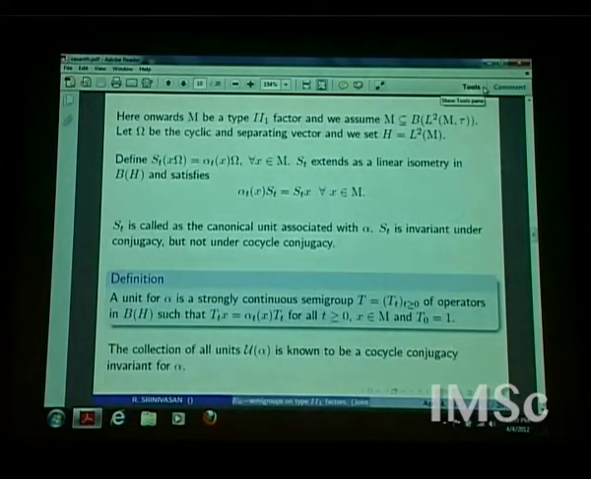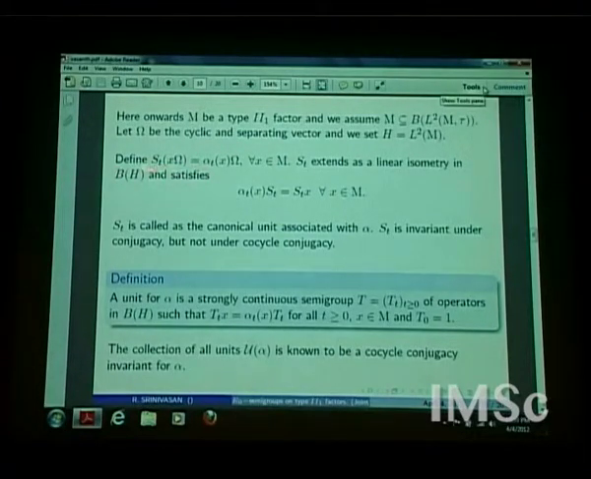This is like L2, where L∞ functions act. It is not exactly like that, but it's something very similar. There is an identity operator in M, and that will sit inside this L2(M) as a vector, and that vector I call Ω. That is the cyclic and separating vector. If you know the GNS construction, this is exactly the GNS construction with respect to τ. So this is what I call the standard form for a II_1 factor.